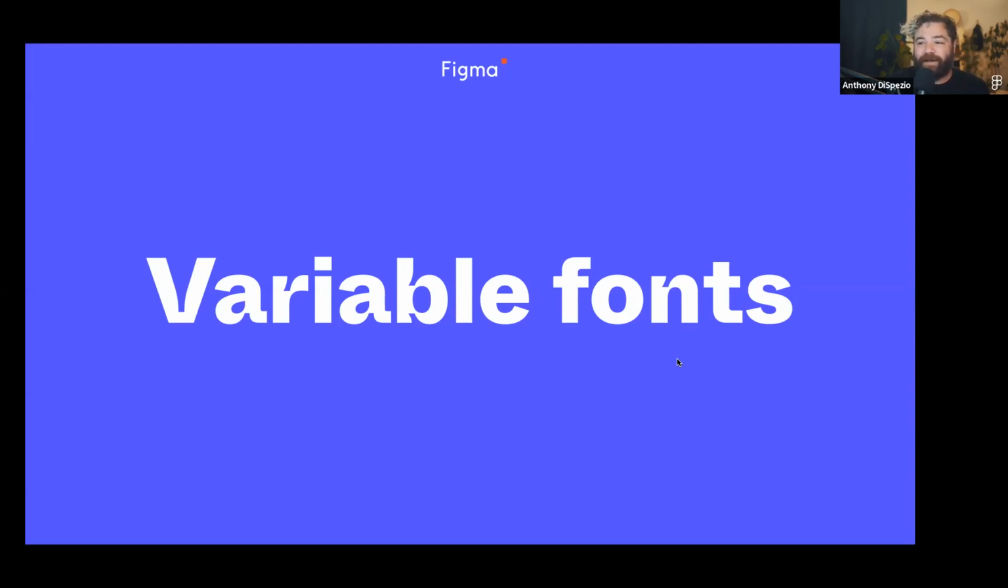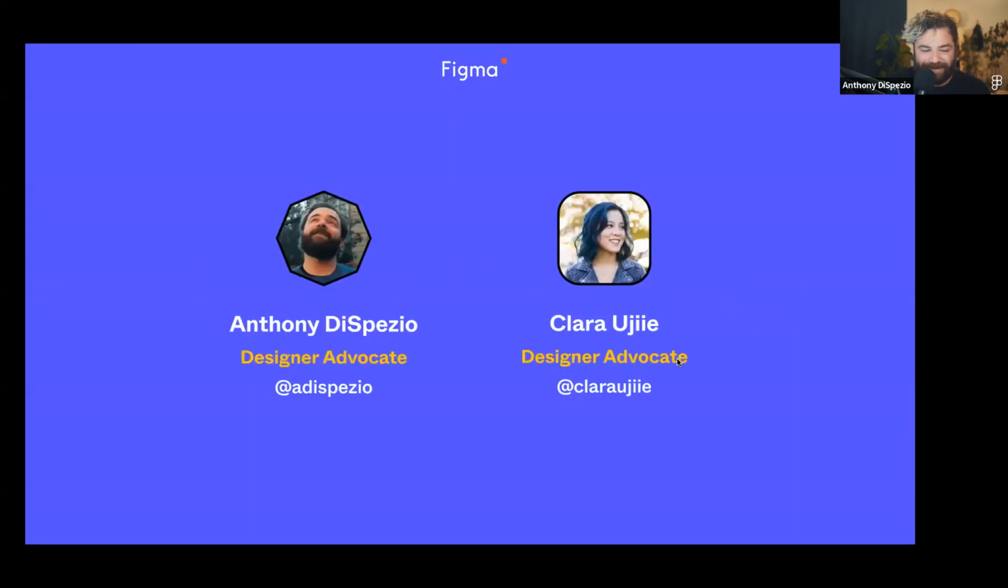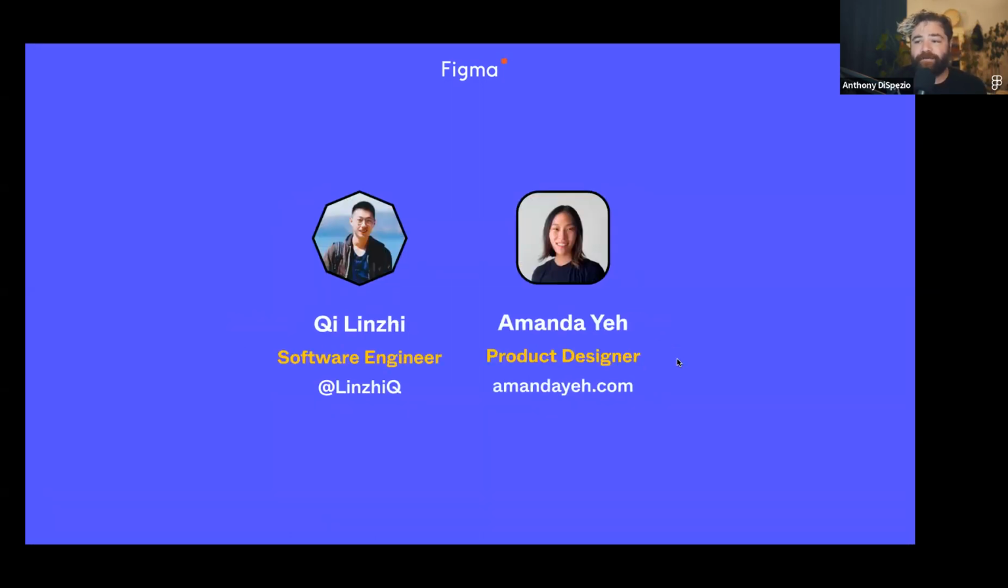Clara and I are designer advocates here at Figma, and we're going to be your hosts for today. So again, my name's Anthony, and I'm joined by Clara here as well. Joining us, we'll also have Key, who's a software engineer on one of the engineering teams that worked on this project, as well as Amanda, a product designer, also working on variable fonts. And they're going to walk us through a demo of using variable fonts in Figma and also share some details behind the scenes during the implementation of it as well.